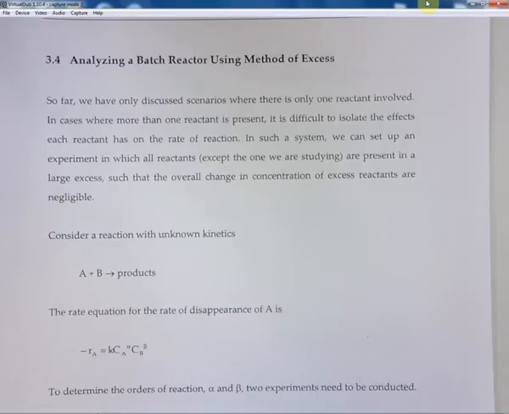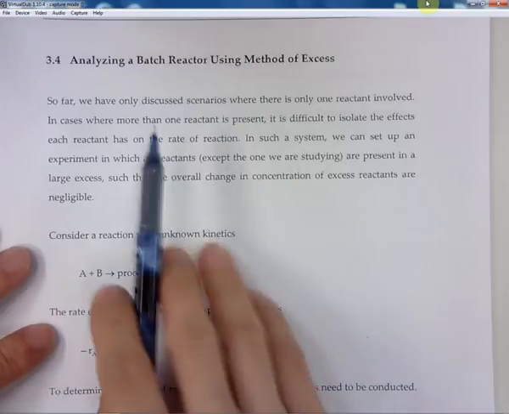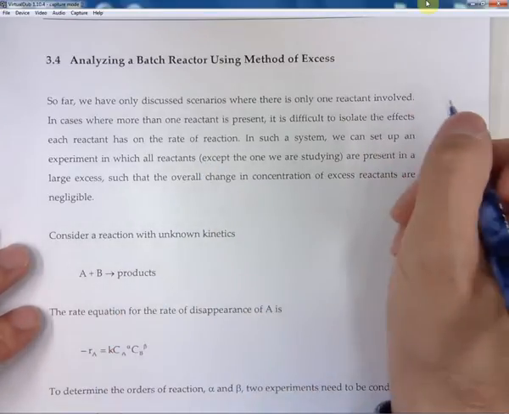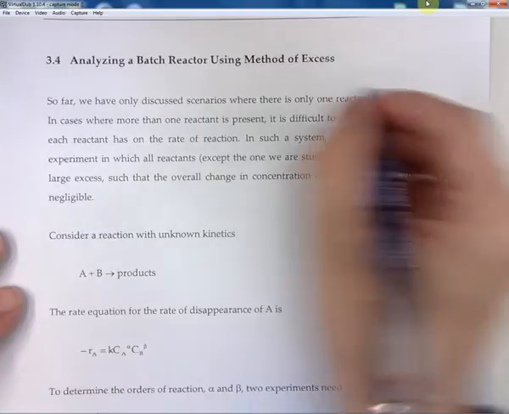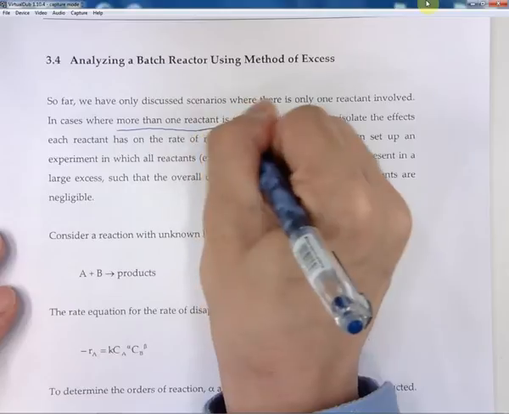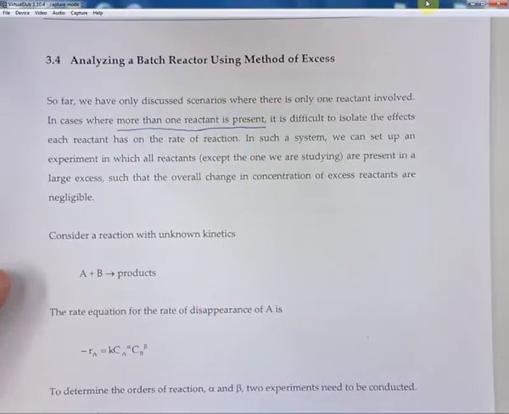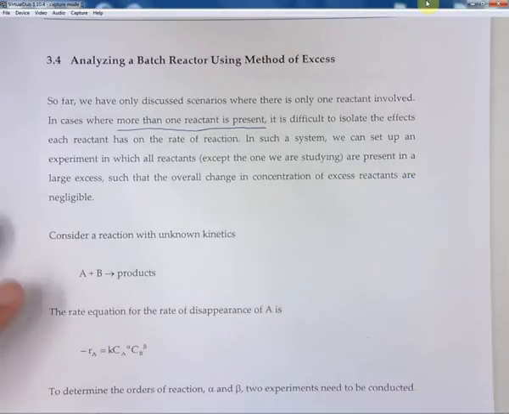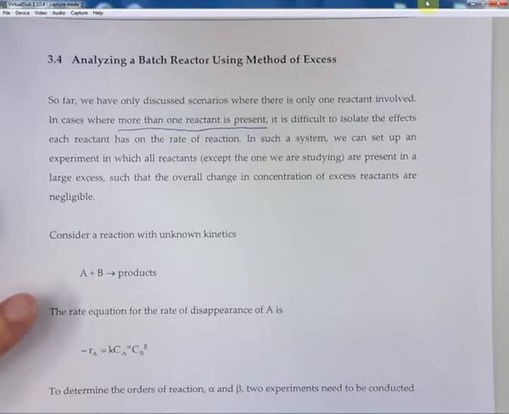Okay, this subtopic is about analyzing a batch reactor using the method of excess. All this while we have been looking at cases where there's only one reactant involved. However, in many cases, we see reactions where more than one reactant is present. So it's difficult to isolate the effect of each of them, and therefore difficult to find the order of the reaction for each of these species.